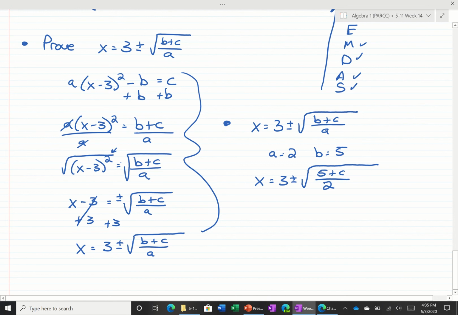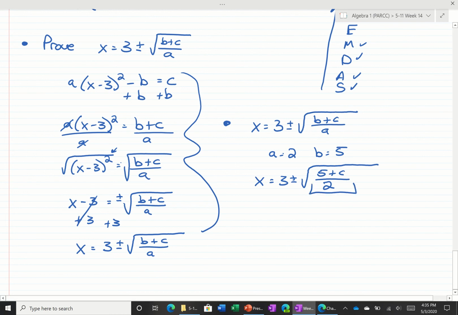Now whenever you have a square root, you could take the square root of anything. You could take the square root of 15, even though it's not going to be pretty. You could take the square root of 4. Square root of 4 is 2. You could take the square root of 9, it's 3. Square root of 1 is 1. Square root of 0 is 0. But you can't take the square root of a negative number. That's what it means by what are the restrictions for this.